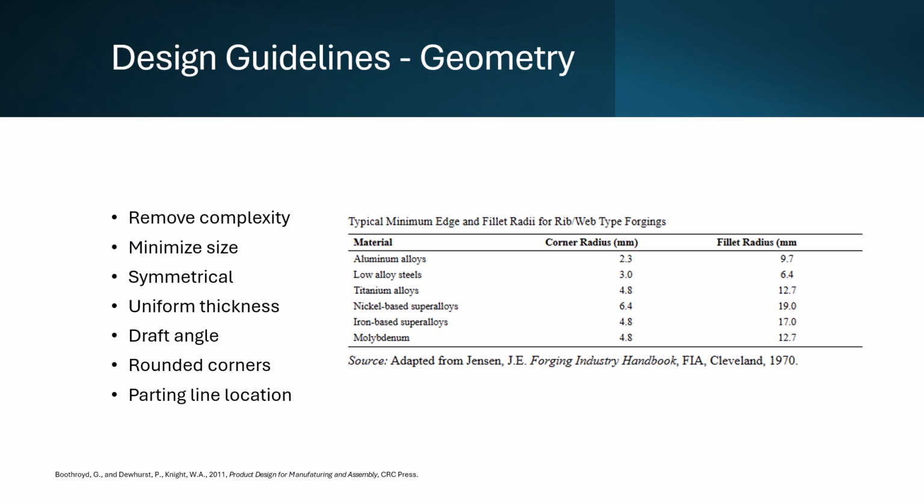Corners should be rounded and sharp points should be avoided. Round corners help the material flow and are easier to fill. Sharp corners can prevent material flow and can also cause stress concentrations in the final part that can lead to cracking. Sharp corners can also increase wear in the die. Recommended corner and fillet radii can be found in the table at the right of the slide.